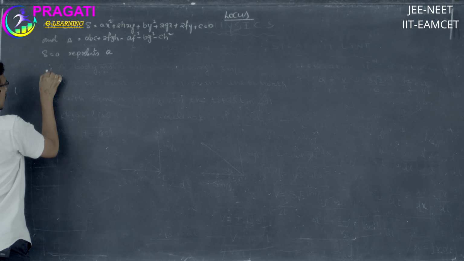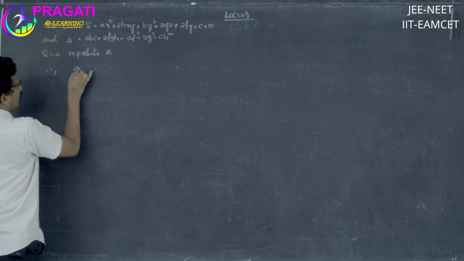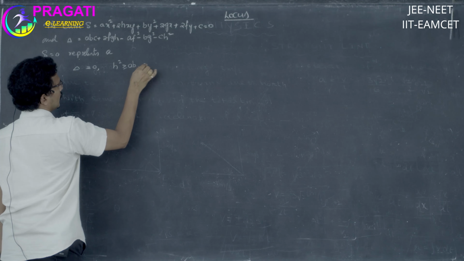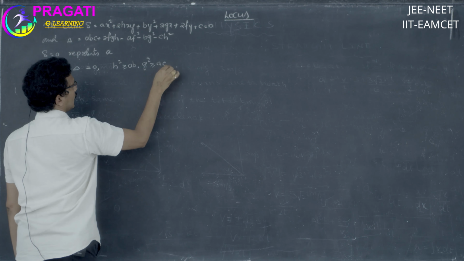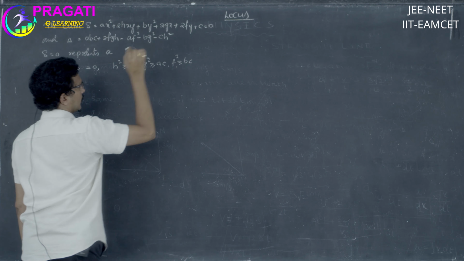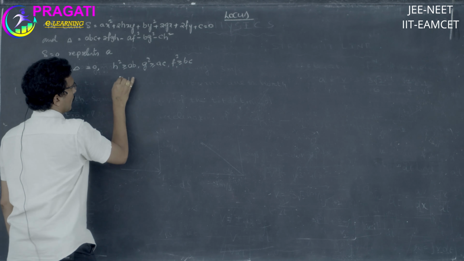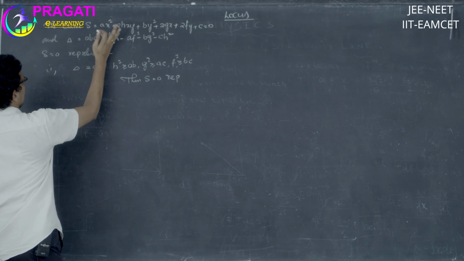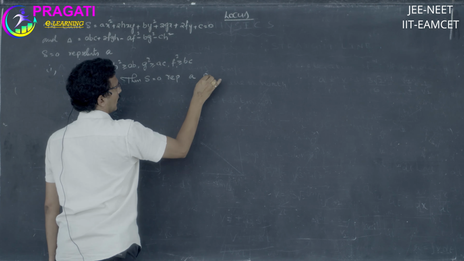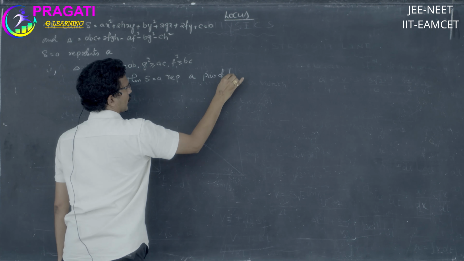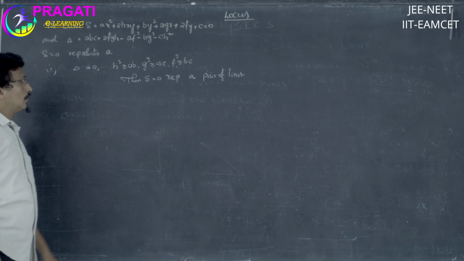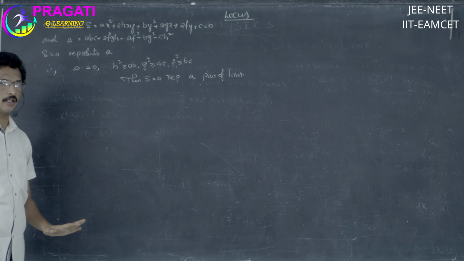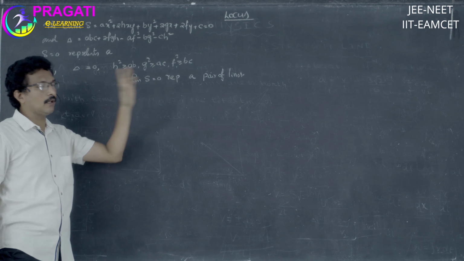The first one is, observe that here, delta equal to 0 and h square greater than or equal to ab, g square greater than or equal to ac, f square greater than or equal to bc, then S equal to 0 represents a pair of straight lines. So here delta equal to 0 and h square greater than or equal to ab, g square greater than or equal to ac, f square greater than or equal to bc, then S equal to 0 represents a pair of lines.